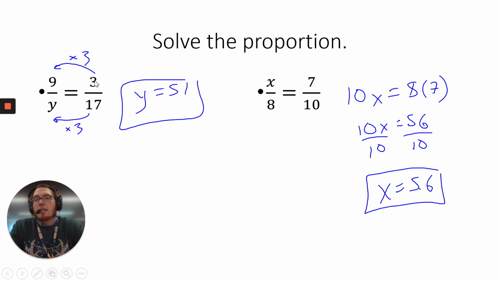Next one, 17 and 3. So 3 times 3 is 9. 17 times 3 is 51. Remember, 51 is not a prime number. 51 has numbers that go into it. The second one, 8 times 7 is 56. 10 times x is 10x. So I'm just going to cross multiply and then divide by 10. And I get 5.6. Everyone needs to be able to show their work like this as we kind of move forward. So make sure you know how to do that regardless of what method you use. Everyone needs to at least know how to do the cross multiplication method.